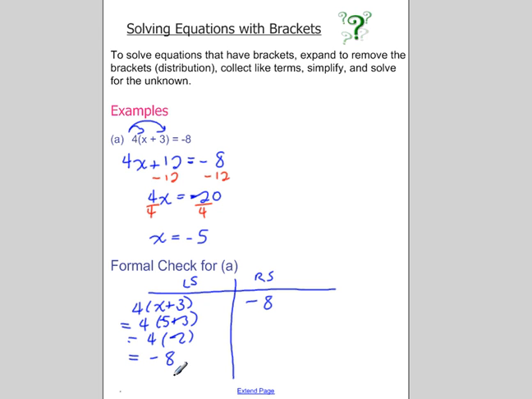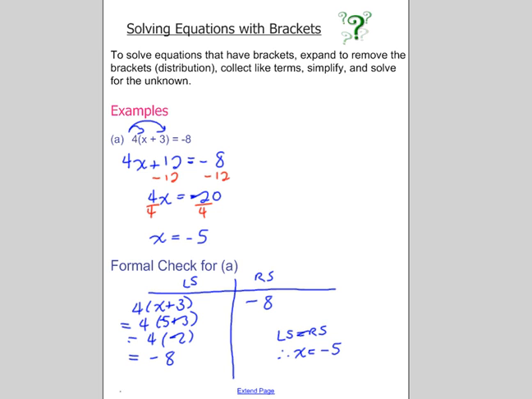And again, it does not matter what the left side and right side are equal to, as long as they are equal to each other, you know your answer is correct. If they are not equal to each other, then you've made a mistake. And then you just need to do your conclusion that says left side equals right side. Therefore, x must be equal to negative 5.